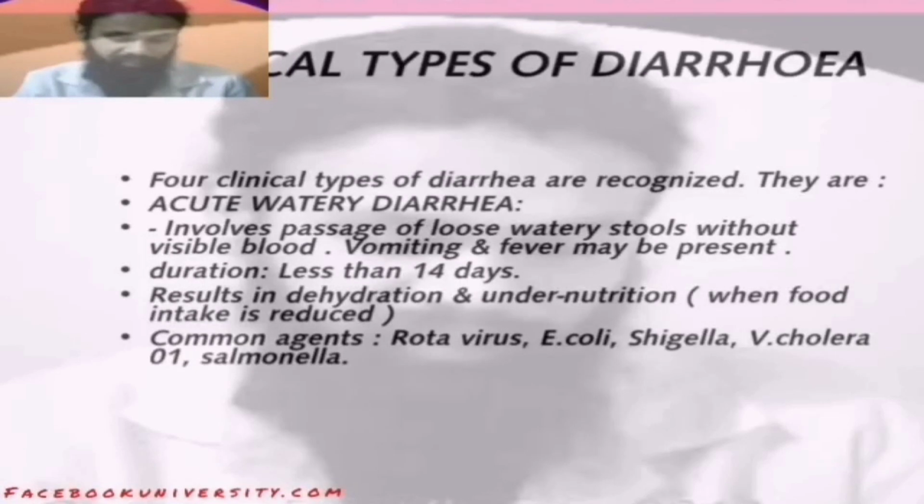Clinical types of diarrhea. 4 clinical types of diarrhea are recognized. They are acute watery diarrhea. This involves passage of loose watery stools without visible blood. Vomiting and fever may be present. Duration is less than 14 days. Acute watery diarrhea results in dehydration and undernutrition when food intake is reduced. Common agents causing acute watery diarrhea are rotavirus, E. coli, shigella, cholera O1, salmonella.